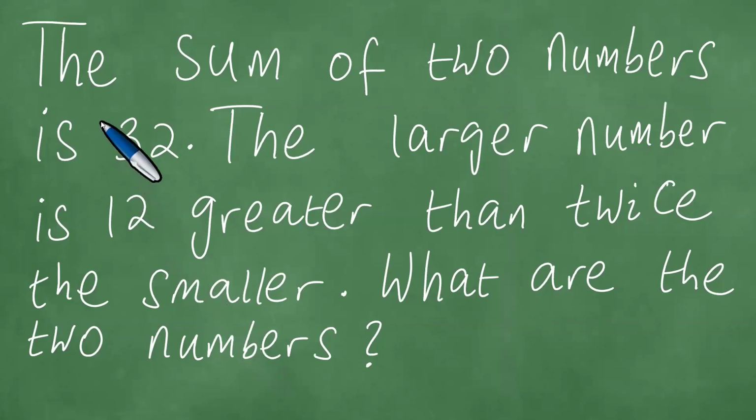Right, in this lesson, we shall solve this word problem in front of us. The sum of two numbers is 32. The larger number is 12 greater than twice the smaller. What are the two numbers? And we present a solution to this particular problem step by step.